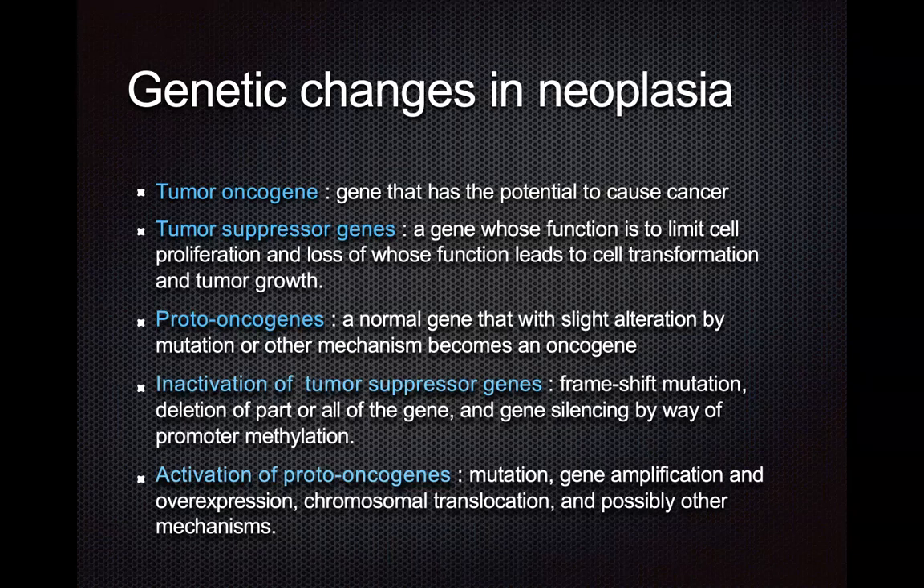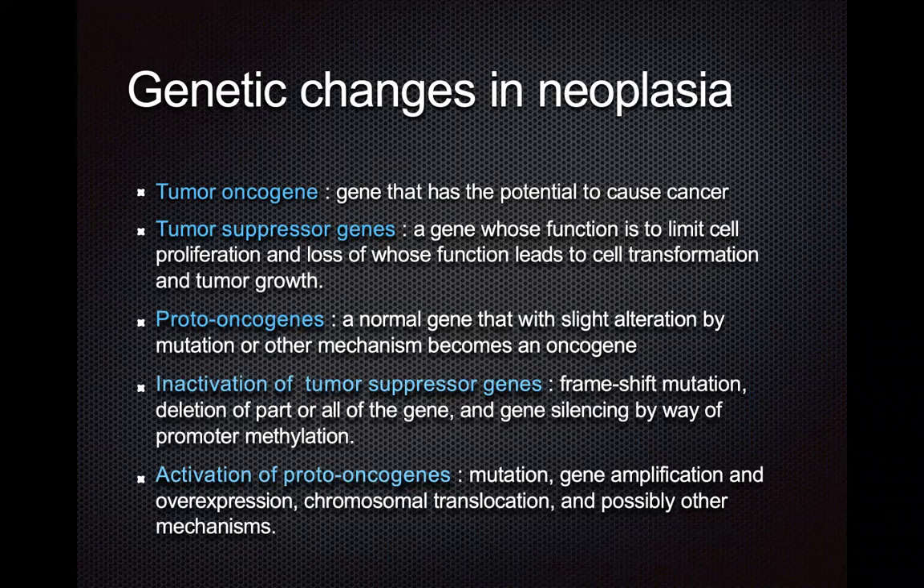A proto-oncogene is a normal gene that, with slight alterations by mutations or other mechanisms, becomes an oncogene. So before a cell becomes a carcinogenic cell, it has a proto-oncogene, a normal gene with a slight alteration. It's not quite a normal cell, it's a cell with slight alterations by mutations, so that it becomes easy to turn into an oncogene.